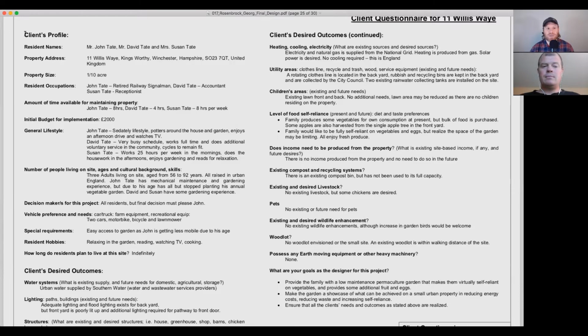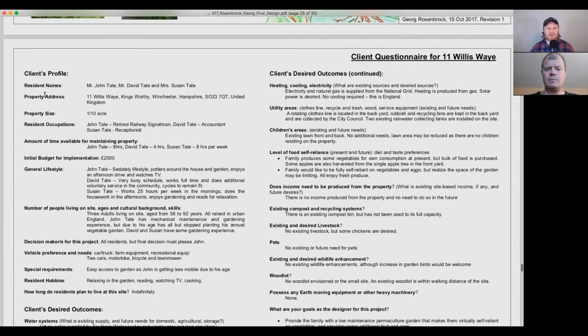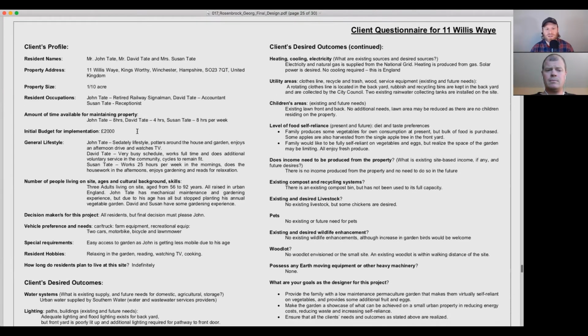They've changed it from the client profile, so who these individuals are, to the desired outcomes. I like seeing that delineation. They made it very easy for us to understand what the question was and what the answer was. Especially if you've got a lot of individuals on this site, John Tate, David Tate, Susan Tate, giving us a sense of that lifestyle, very sedentary, very busy, works 25 hours a week. Again, if you find after consulting everybody on the site that they have an hour to put into their site a week and maybe a big push of 10 hours a year, you've got only a few options that you can suggest to them, which is great.